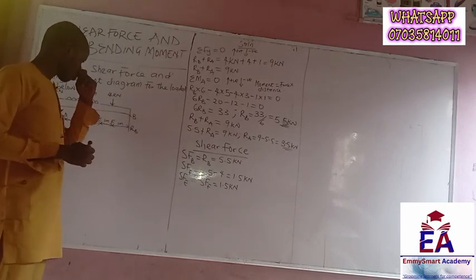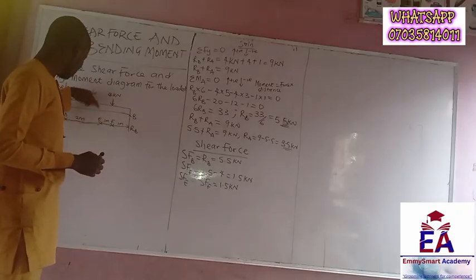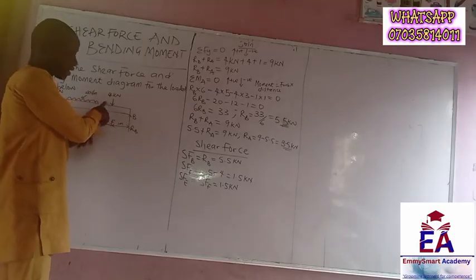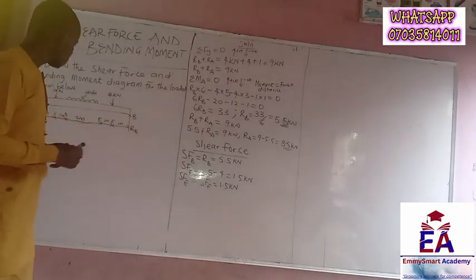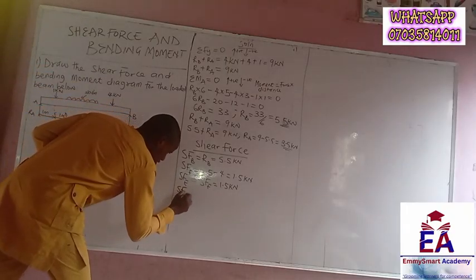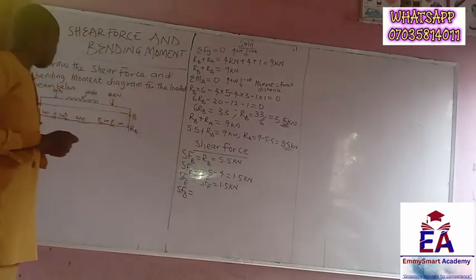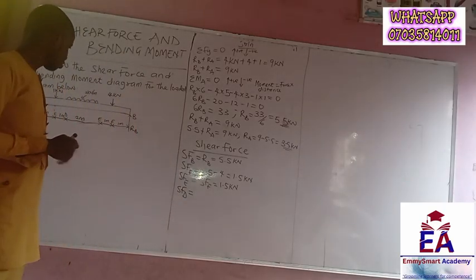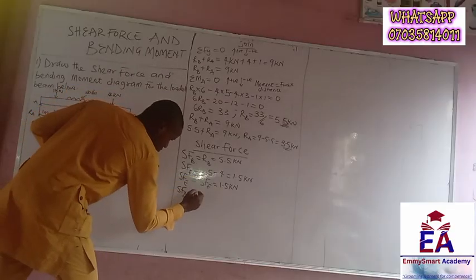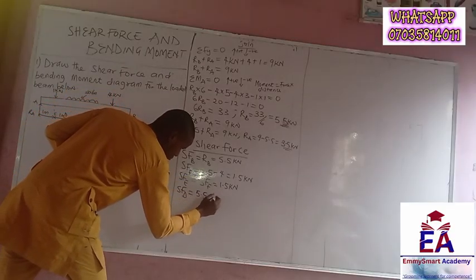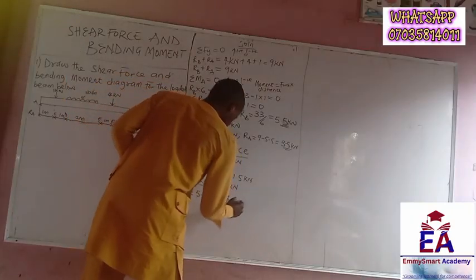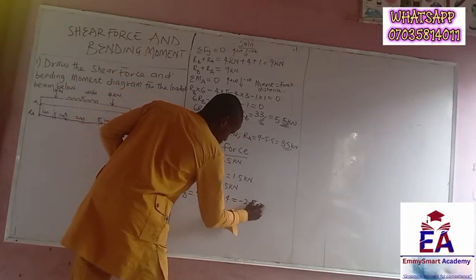Okay, so the same force that acts at this point is the same force acting at this point, because there's no other load applied here, just this load. Now the shear force at D will be equal to, remember we are subtracting, 5.5 minus 4, minus, so we have minus 2.5 kilonewton.